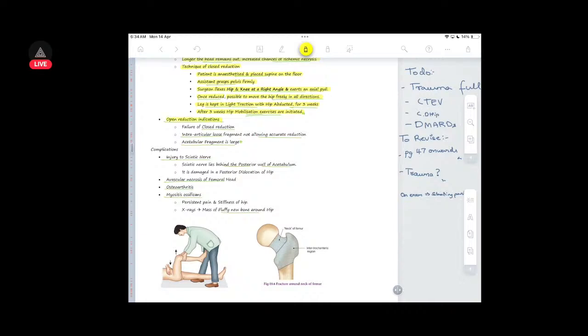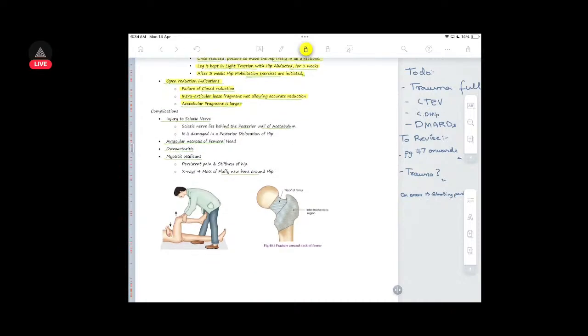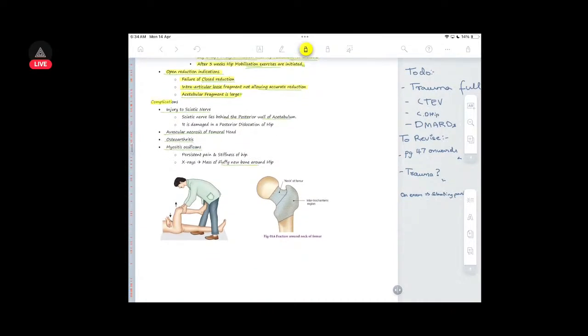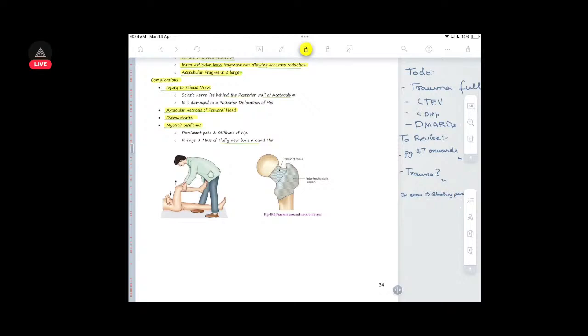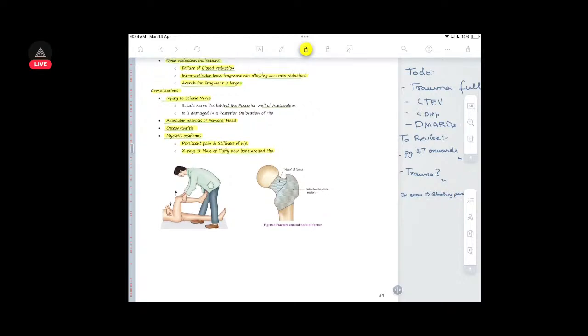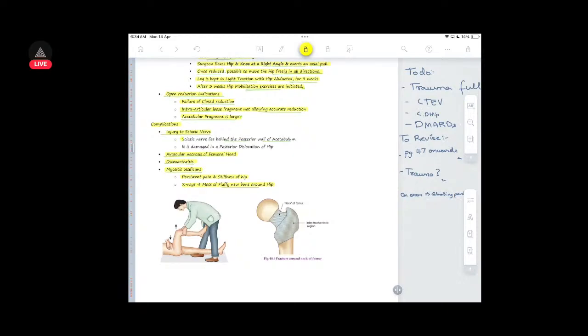Open reduction indications are failure of closed reduction, an intra-articular loose fragment not allowing accurate reduction, and an acetabular fragment that is very large. Complications: you have injury to the sciatic nerve, avascular necrosis of the femoral head, osteoarthritis, and myositis ossificans. You have persistent pain and stiffness of the hip, and on X-ray you'll find a mass of fluffy new bone around the hip. Injury to the sciatic nerve: the sciatic nerve lies behind the posterior wall of the acetabulum. It is damaged by a posterior dislocation of the hip.